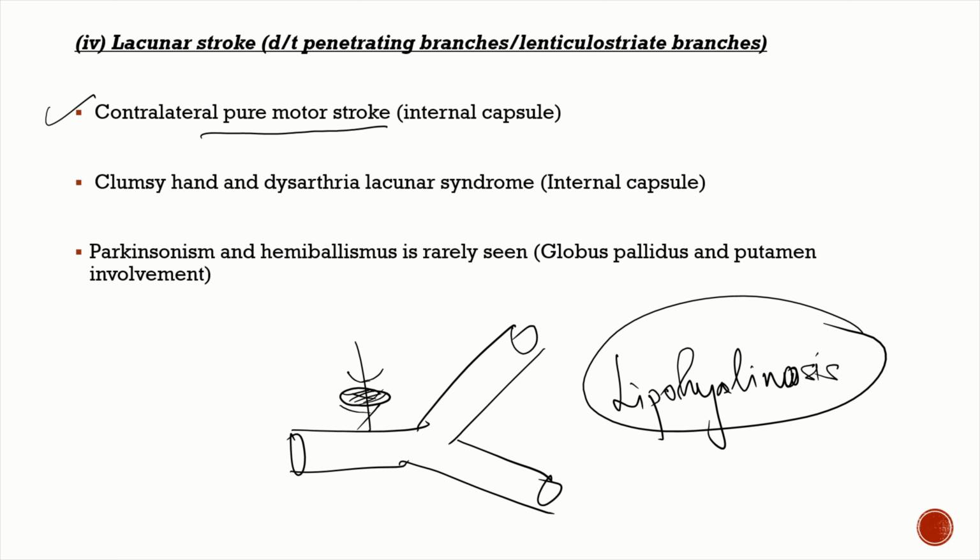So why? Because your cortical functions are intact. Your cortical branches are not involved. So all your aphasia, apraxia, anosognosia, nothing is going to be present. Only you're going to have motor findings. That is a contralateral pure motor stroke.